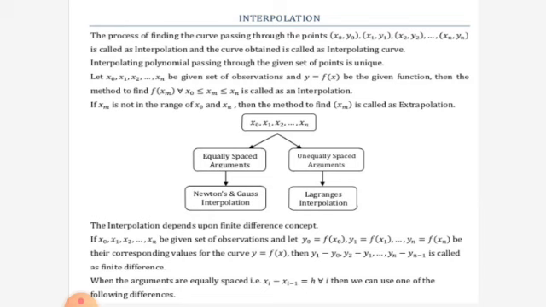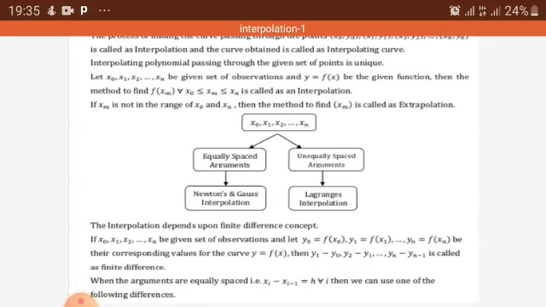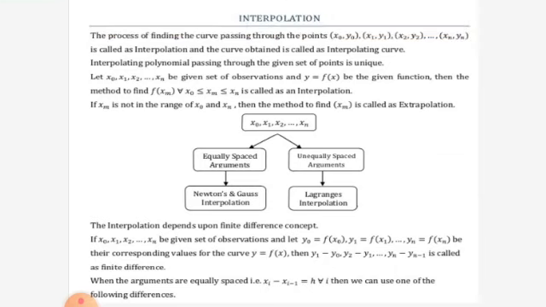In short, we can say that xm is a point which lies between x0 and xn, and finding the value of y corresponding to xm is called interpolation. If we are finding the value of y for a point of x beyond the limit, beyond the range from x0 to xn, it is called extrapolation. So if xm is not in the range of x0 and xn, then the method to find f of xm is called extrapolation.